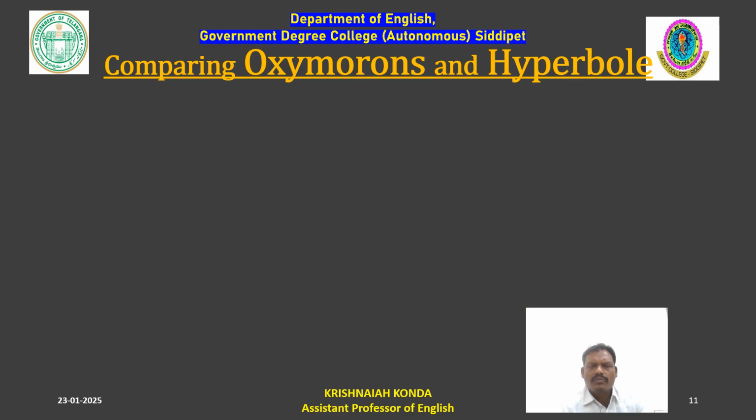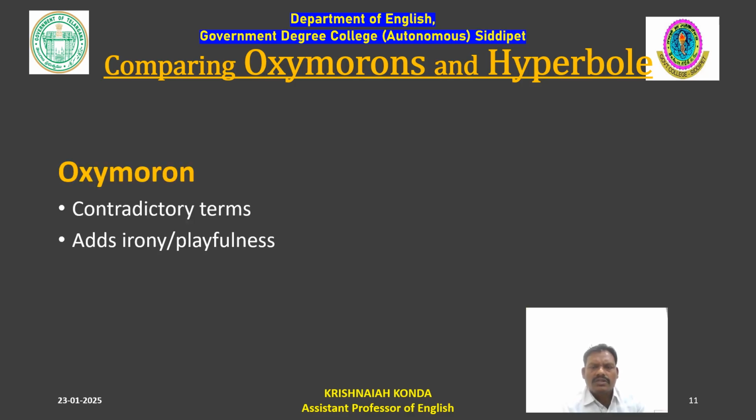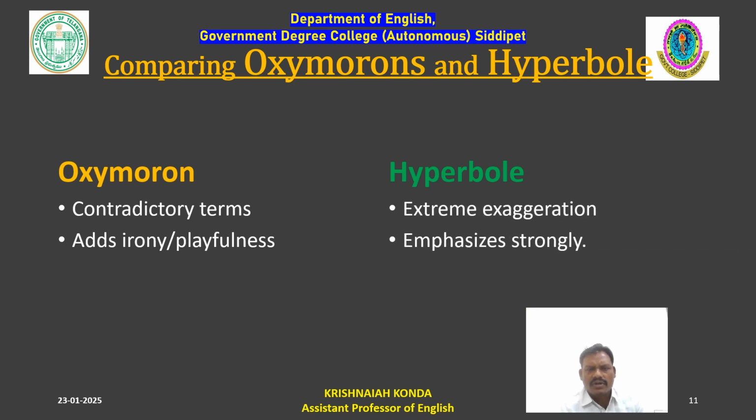Let's compare oxymorons and hyperbole. An oxymoron combines two opposite ideas or contradictory terms, like deafening silence. It can also help writers create irony or introduce a playful tone, whereas a hyperbole exaggerates something or emphasizes strongly, like I have told you 100 times. Oxymorons and hyperboles serve different purposes, but both enhance writing creatively.